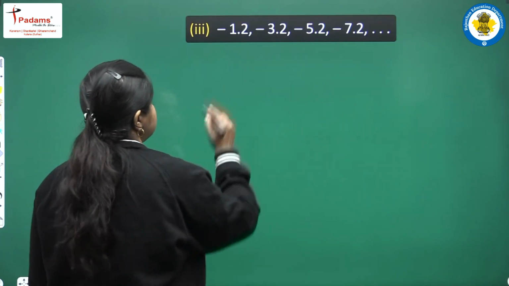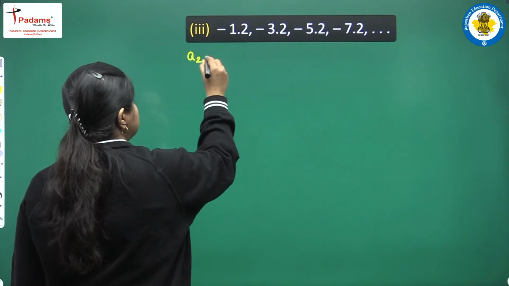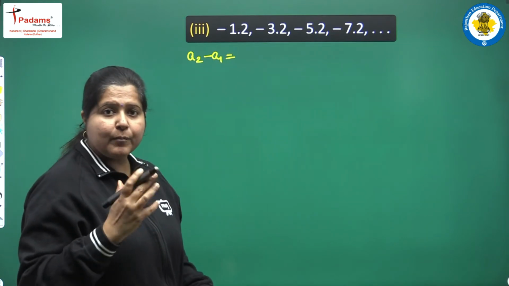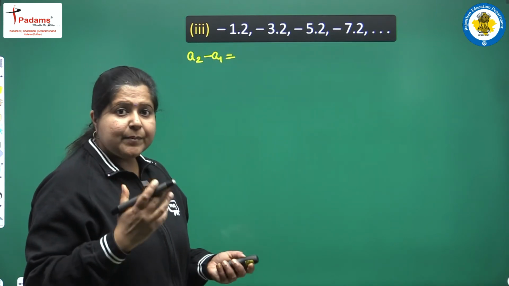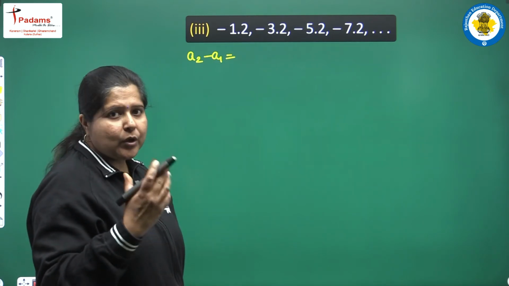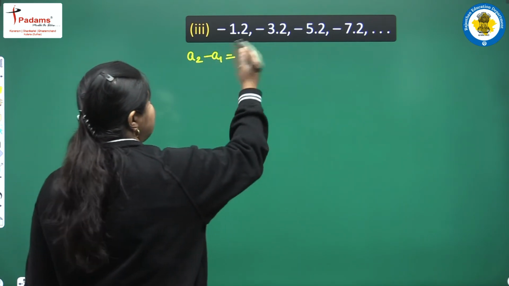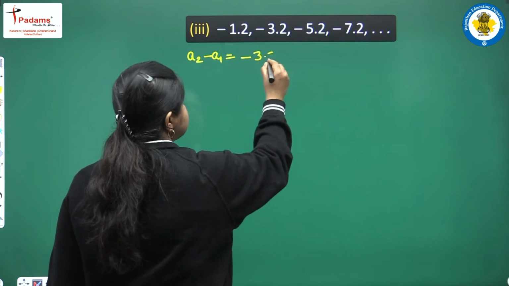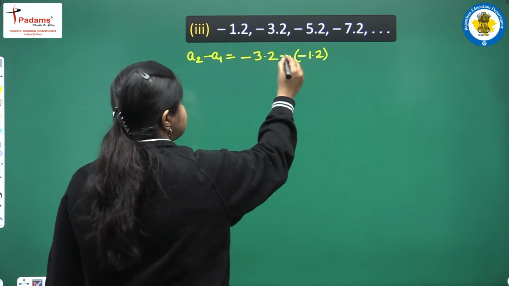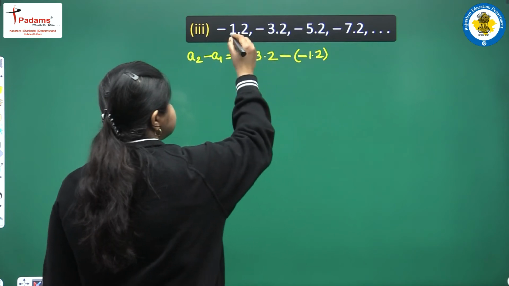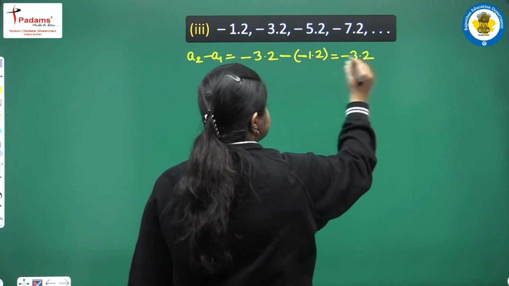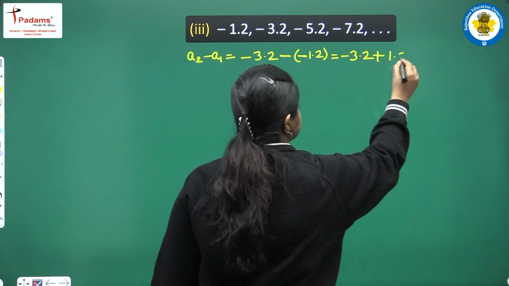Next we have these numbers. फर्स्ट वी फाइंड A2 माइनस A1. हम चेक कर रहे हैं कि क्या ये लिस्ट ऑफ नंबर्स AP फॉर्म कर रही है या नहीं. और AP कब होगा? जब लगातार आने वाली दो टर्म्स के बीच में डिफरेंस सेम हो. तो वही हम फाइंड आउट कर रहे हैं. A2 माइनस A1 माइनस 3.2 माइनस 1.2. ये एक माइनस है फॉर्मूले का और ये माइनस है इस टर्म का. दिस इज इक्वल टू माइनस 3.2 माइनस माइनस हो गया प्लस 1.2.